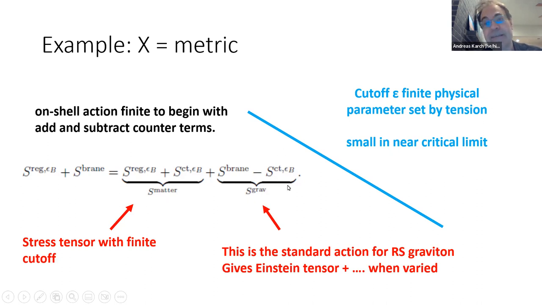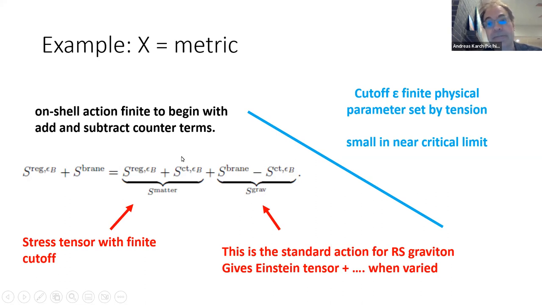These counterterms, among other things, contain the Ricci scalar. So I vary an action that contains the Ricci scalar with respect to the metric, and that gives me the Einstein-Hilbert term. In the end, I demand the variation of this with respect to the metric on the brane, which is now a dynamical object, because my brane is no longer some sort of fictitious device where I specify boundary values.